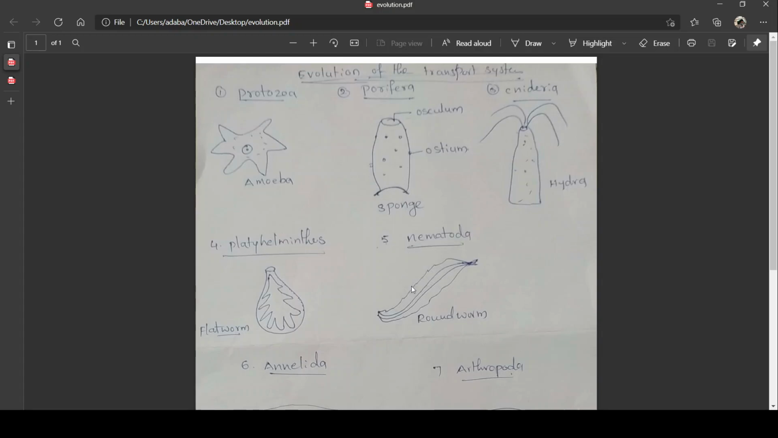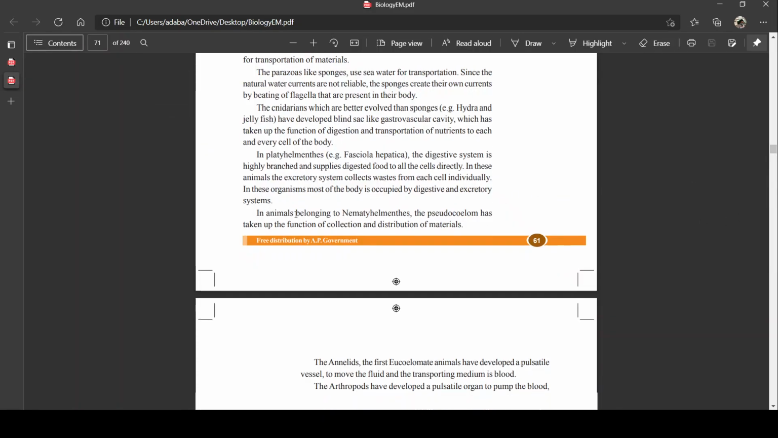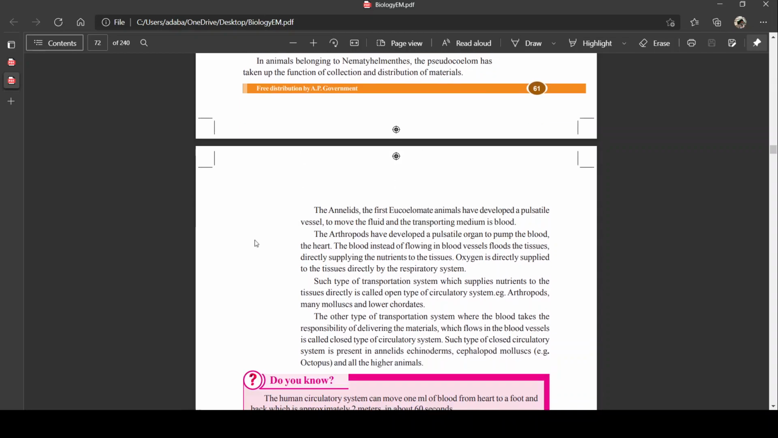Next, another phylum is Annelida. The best example is the earthworm. These are the first eucoelomate animals, and they have developed a pulsatile vessel to move the fluid for transportation. The transporting medium is blood.